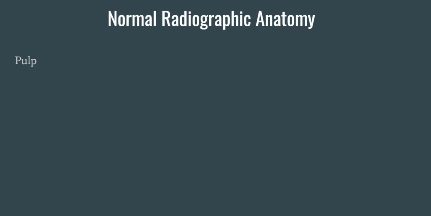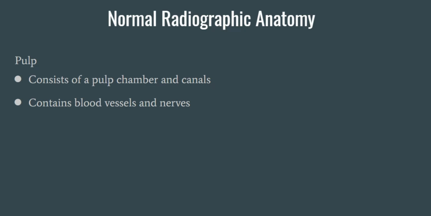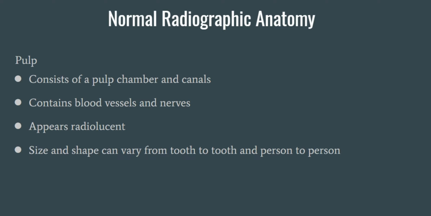Moving on to the pulp, we have the pulp cavity. This consists of your pulp chamber and the canals. And this is what contains your blood vessels and your nerves. And it's going to appear relatively radiolucent. The size and shape of the pulp is going to vary from tooth to tooth and person to person. It all depends on age.